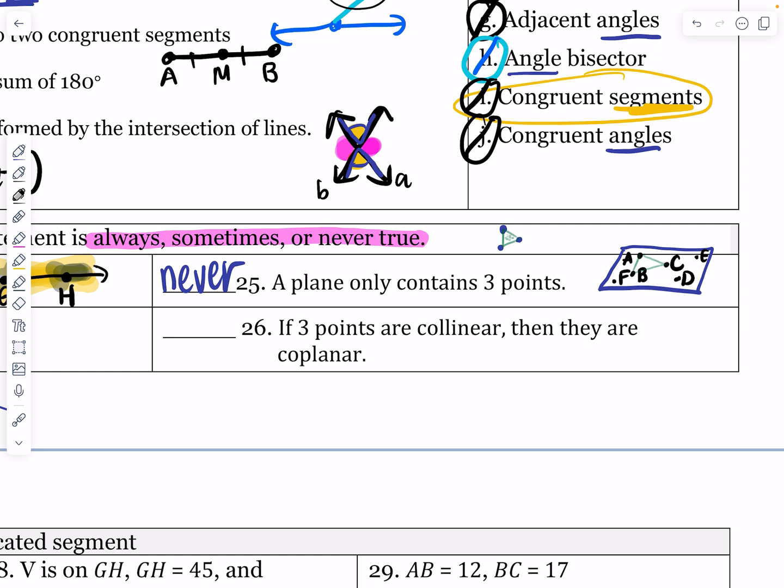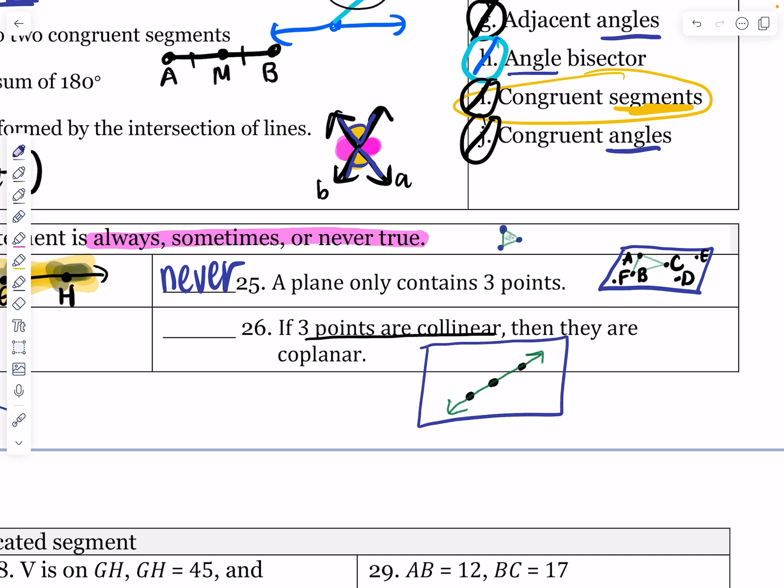All right, this next one. If 3 points are collinear, then they are coplanar. So let's figure that out. Let's put 3 points in a straight path. Let's connect them with a straight line. Okay? If those 3 points are collinear, all in a straight line, then they are coplanar. Meaning, can I draw a plane around this line so that all 3 points are going to be on it? Well, yes, I can. I can do it like this.